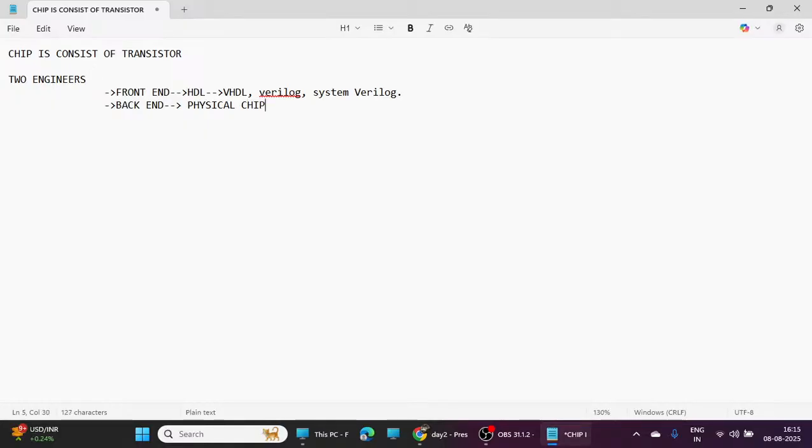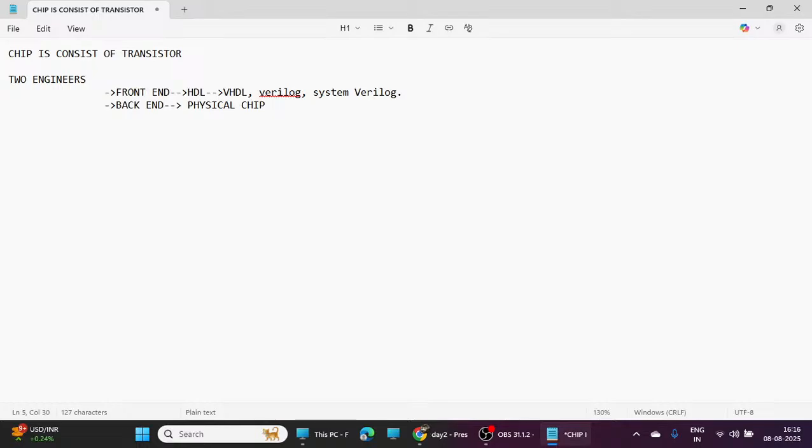The front end engineer will write the Verilog code, do simulation and testing, and then say, I have completed my design code, and by using this design code you can make the chip. Then the back end engineer will take the code and convert it into gates, then gates into CMOS transistors, and then to the foundries. Foundry means a factory, a chip making factory. They will make the chip based on the front end and back end engineer results.